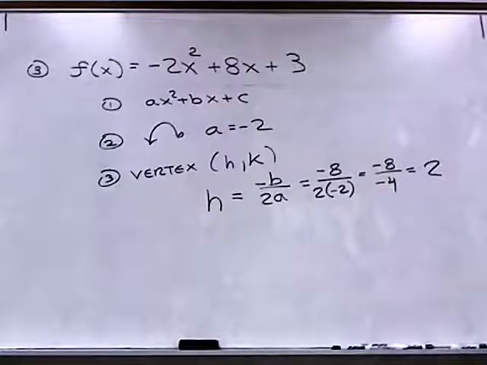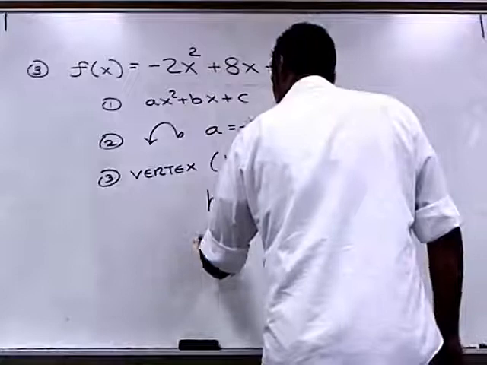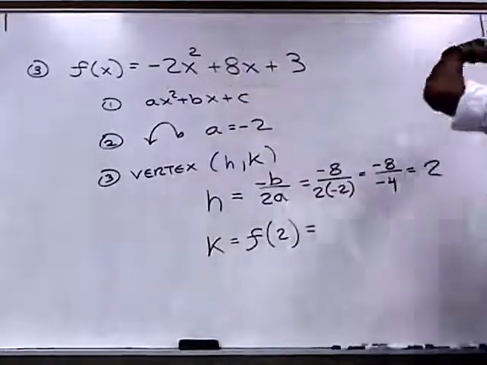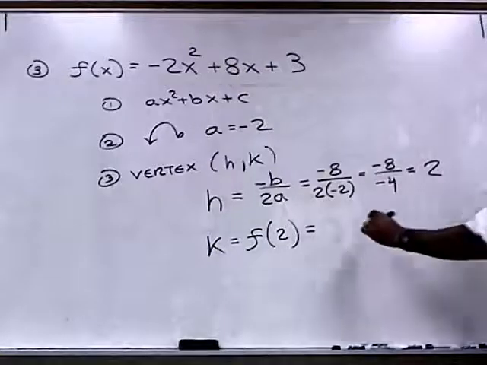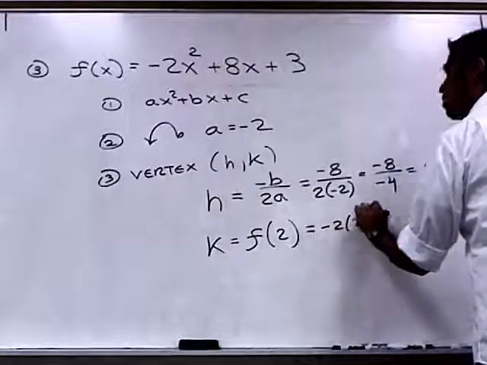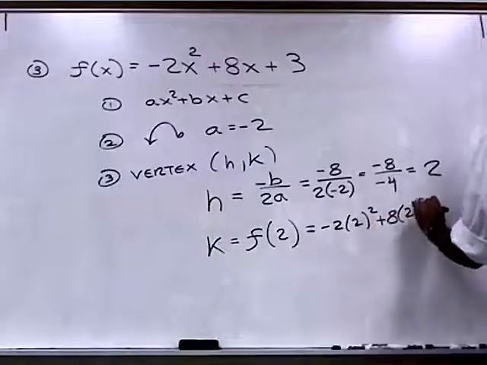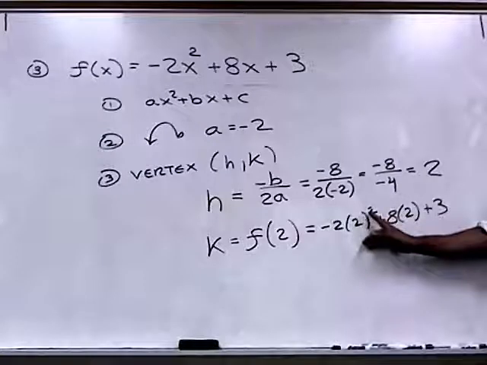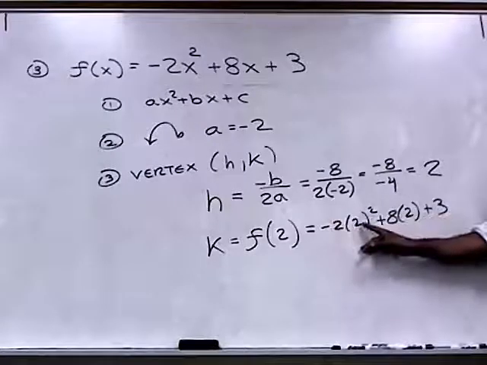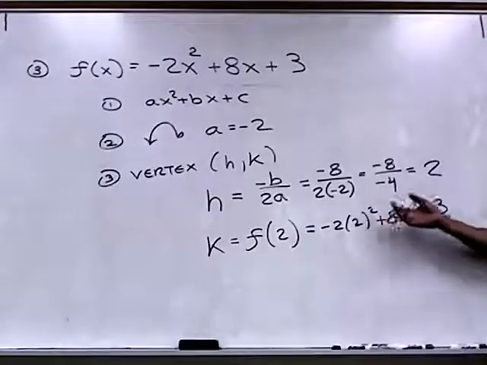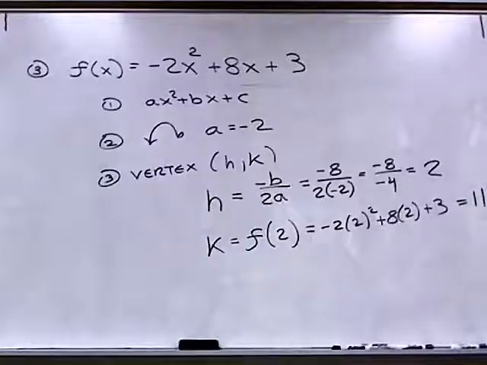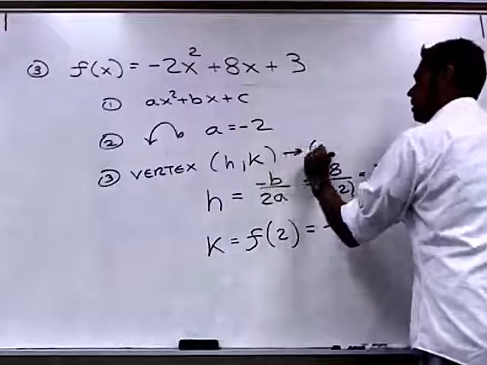How do you get k? Plug that into the function. f of h, so f of 2. So plug 2 into that and see what you get. So negative 2 times 2 squared plus 8 times 2 plus 3. So 4 times negative 2 is negative 8, then 16, negative 8 plus 16, and then plus 3. So you get 11. So your vertex is (2, 11).